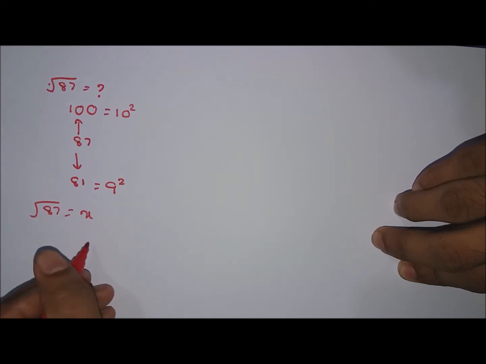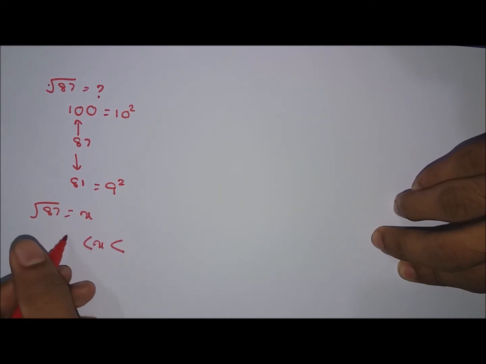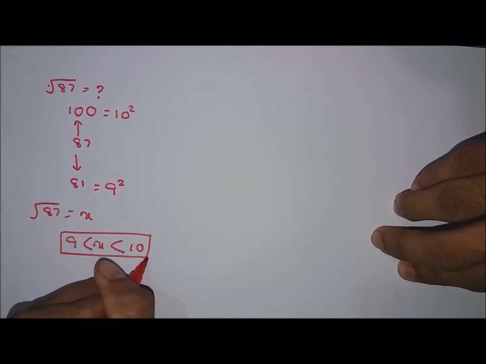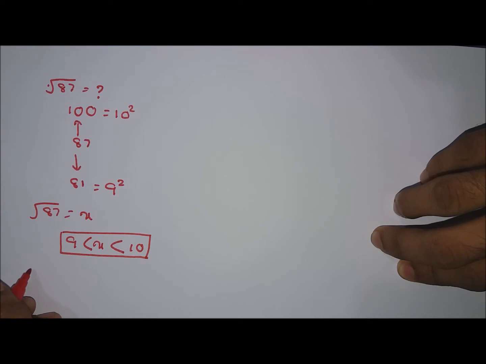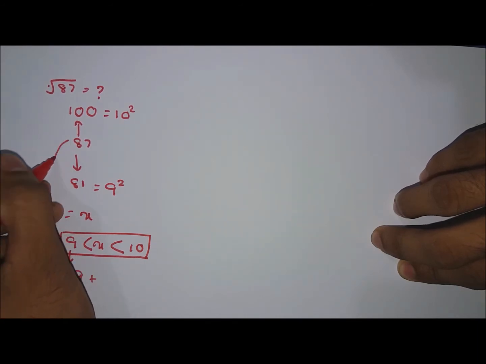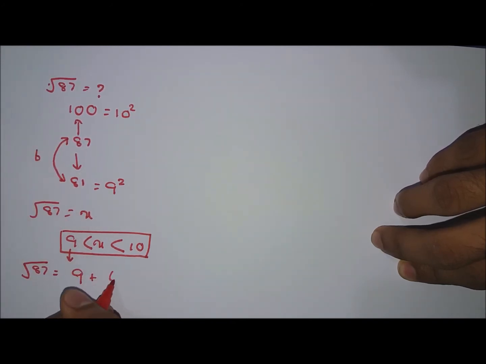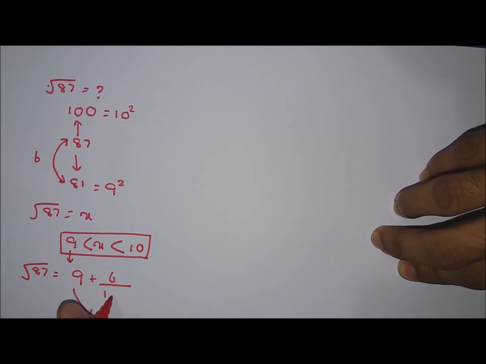And x should lie between 9 and 10. We have a clear idea about it. Let's take the answer. The square root of 87 equals 9 plus the difference between 87 and 81, which is 6, divided by 9 multiplied by 2, that is 18. And the answer is 9.33.